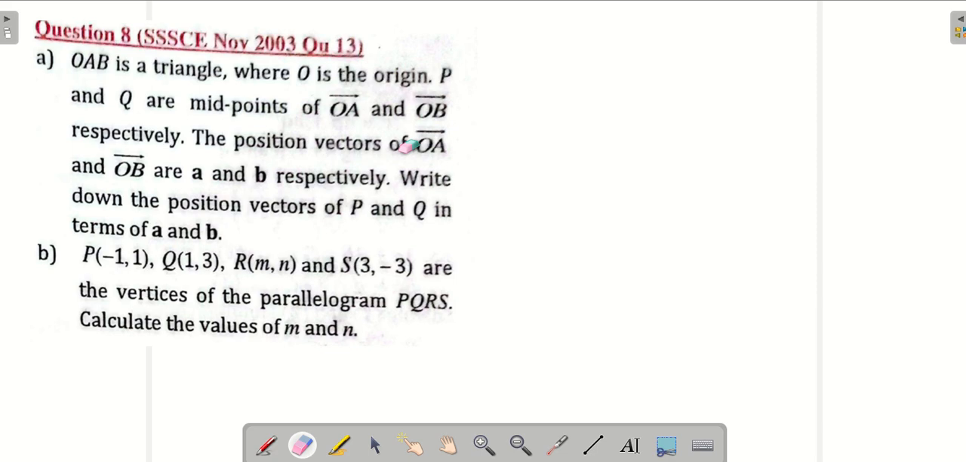Okay, so we were given this question. OAB is a triangle where O is the origin. So anytime you have a question like this, you need to draw the triangle.